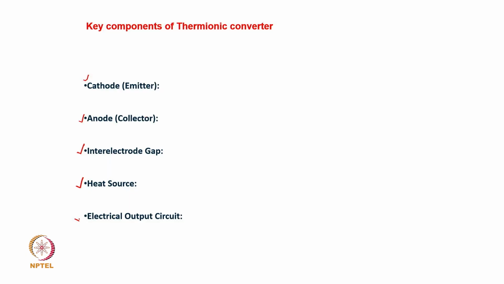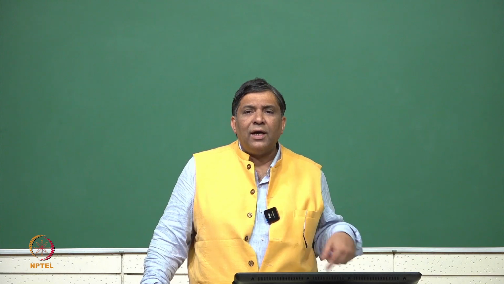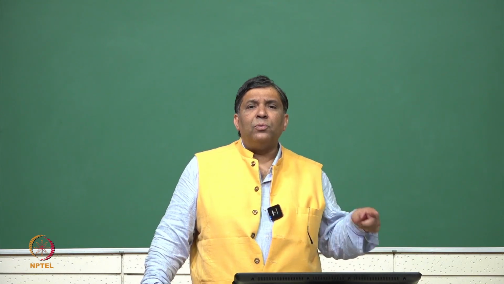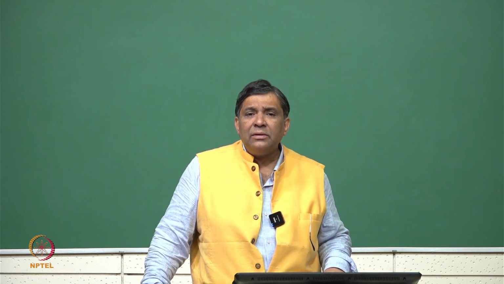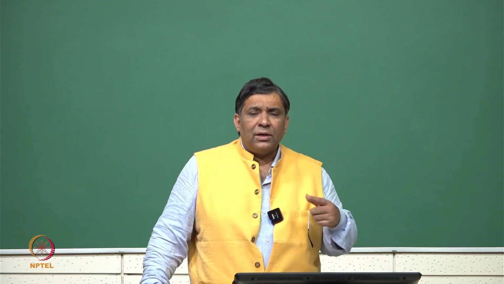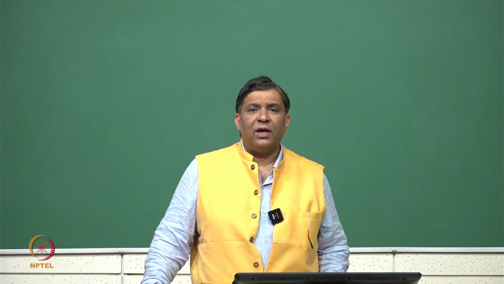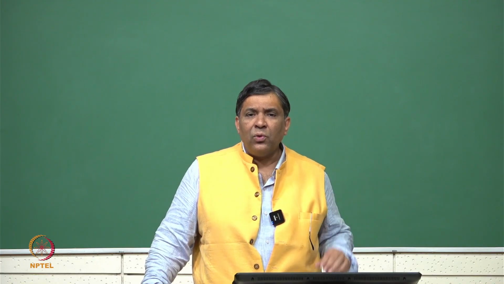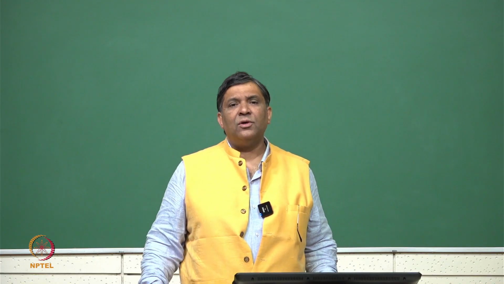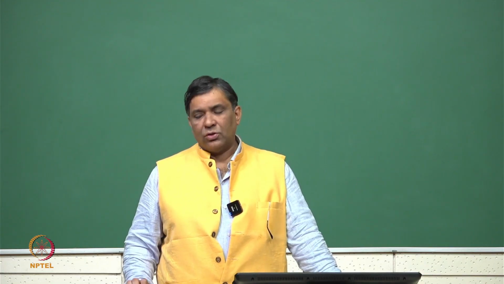And then the output circuit, electrical output circuit, this is also a part of the thermionic generator, because in order to generate the energy, the electron has to flow back, okay, and it crosses across a load which is there in the electrical circuit, and this is the way it delivers power to the circuit or to the load.